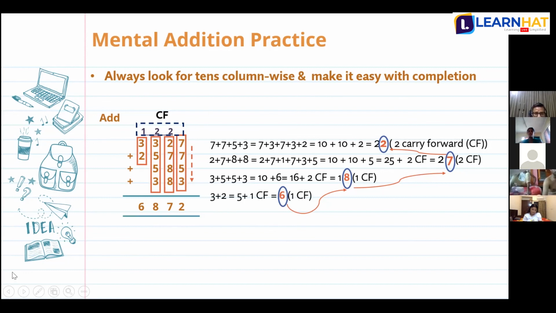We'll go to the next column, which is 3, 5, 5, 3. How do you write it? 3 plus 5 plus 5 plus 3. Okay, it's easy here. 5 plus 5, 10. 3 plus 3, 6. So 16. Then there is a carry forward of 2. So we put the 2, it becomes 18. So write 8 here. The 1 carry forward is written here. The last one is very simple, right? 3 plus 2, 5. There is 1 carry forward here. That becomes 6. So what is your answer? 6, 8, 7, 2. That's what we've written here.